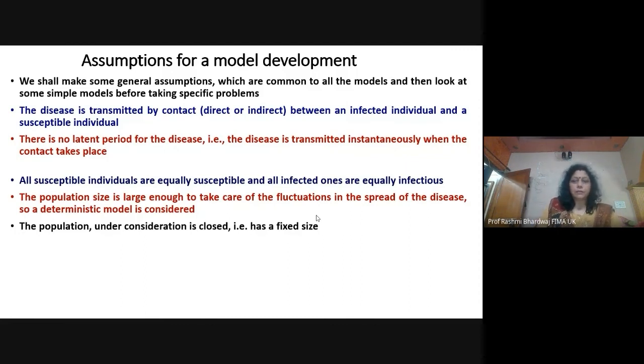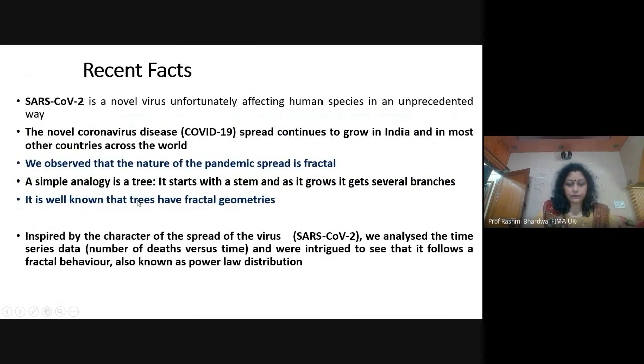These assumptions are common for all the epidemiological models. Basically, it is assumed that the disease is transmitted by contact, direct or indirect, between an infected individual and a susceptible individual. There is no latent period for the disease. That is, the disease is transmitted instantaneously when the contact takes place. All susceptible individuals are equally susceptible, and all infected ones are equally infectious. Population size is large enough to take care of the growth of the model.